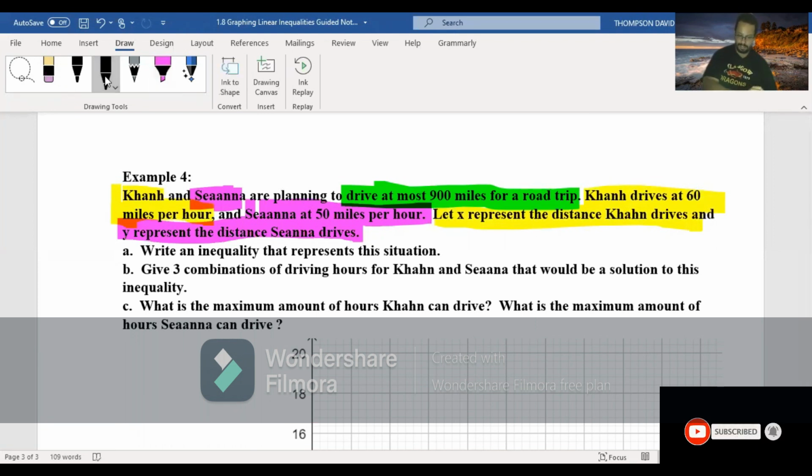So take note, Con is driving 60 miles per hour, and Con is X. We just write that as 60X. Plus Shauna will be 50Y, and at most means less than or equal to 900.